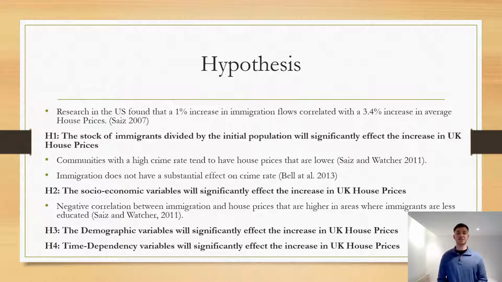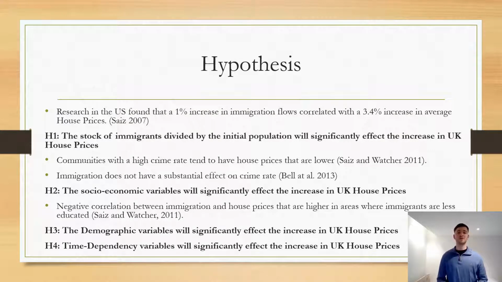In the literature, SIZE conducted research and found that a 1% increase in immigration flows into the US correlated with a 3.4% increase in average house prices. Thus, his findings conclude that immigration does have a positive effect on house prices. However, other studies have found that immigration has a negative effect on house prices, and therefore the answer to the question is ambiguous.